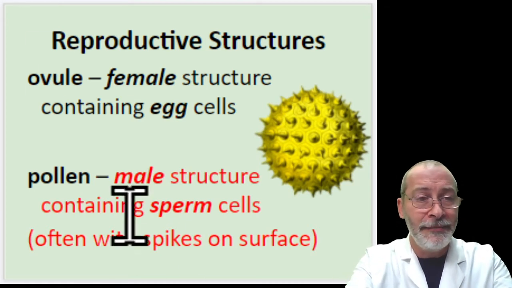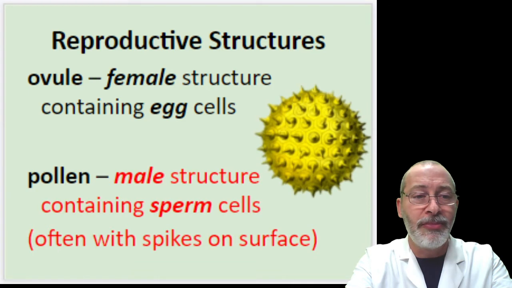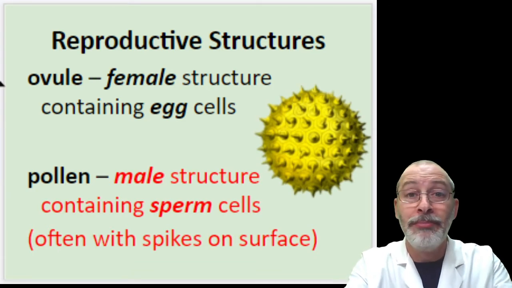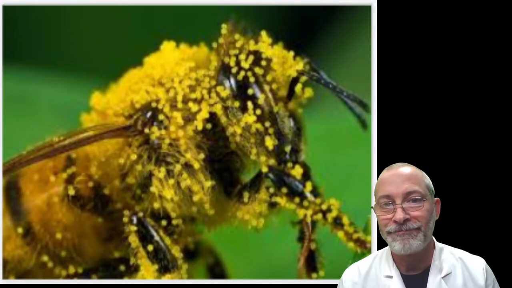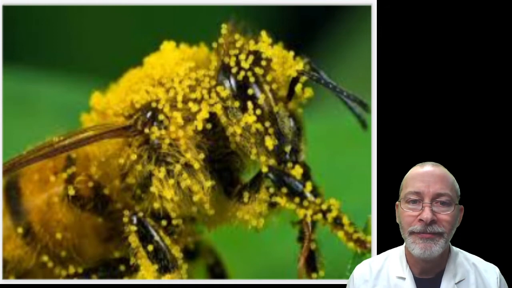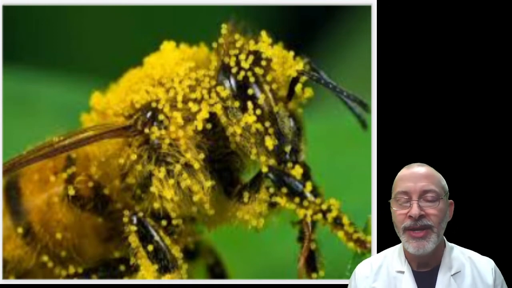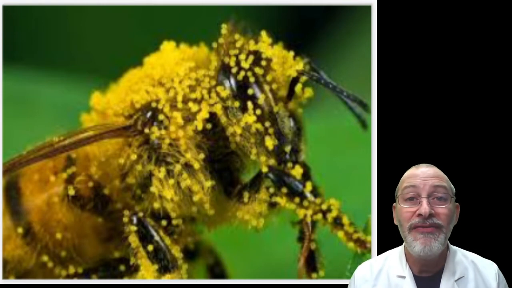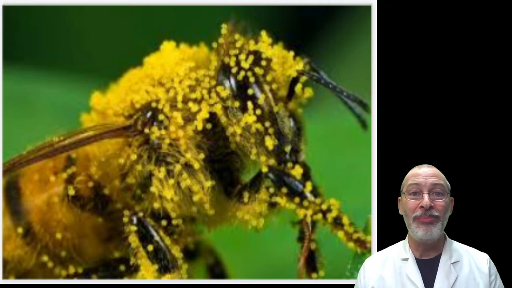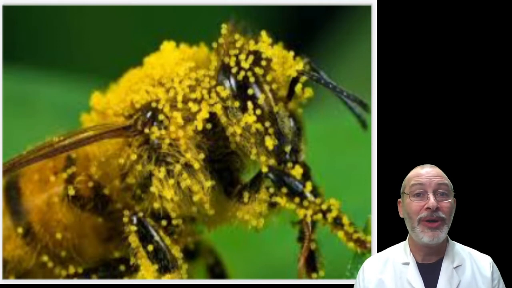But pollen has that particular shape for very good reasons. And it's called pollination. Check out this picture of a honeybee. It's a close-up shot. And look at all of the yellow spheres covering this little honeybee. Why? Well, check it out.